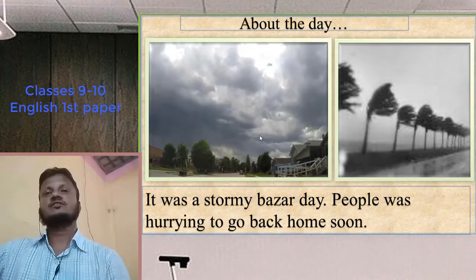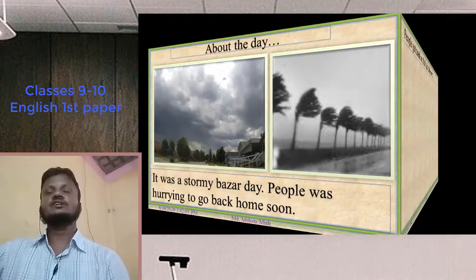People were hurrying to go back home soon. And people were rushing to cross the river. Who can get in the boat fast and who can cross the river fast? For this reason, people were overcrowding the boat. Okay. Then what happened?